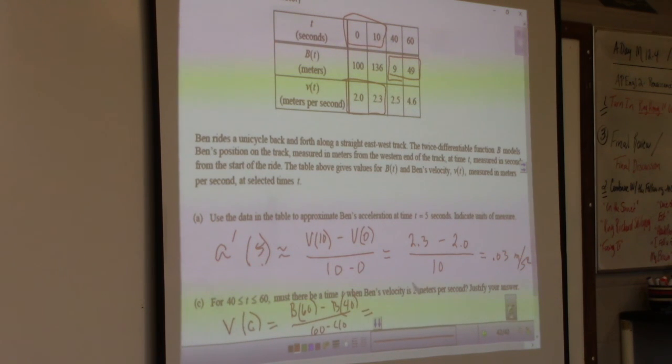Now what do we know happens there? B of 60 is 49, B of 40 is 9, 60 minus 40 is 20, so we end up with 40 over 20, which equals 2. What does that mean? That means we're guaranteed somewhere in this interval from 40 to 60 that V, which is B prime, would have to equal 2.